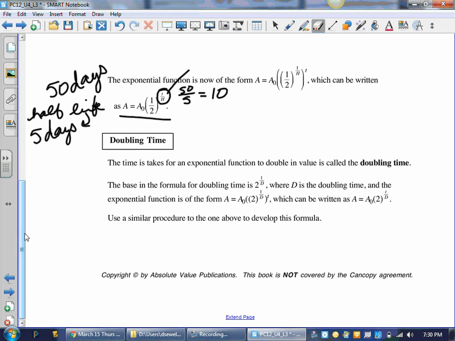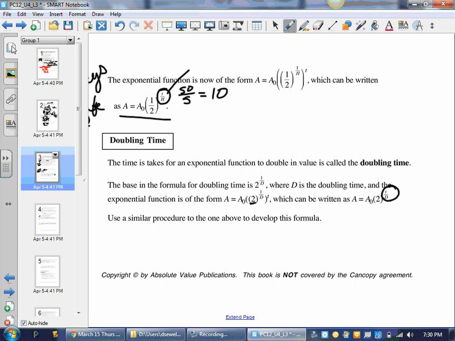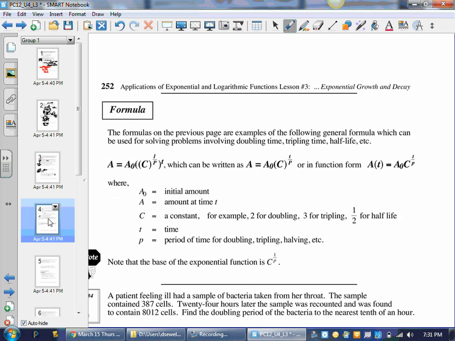Same thing for doubling. The only difference between the doubling formula is that there's twice as much as there was before. So maybe this is bacteria, and they're doubling every 10 hours. And so you have to figure out what this is going to be. And again, it's the time you're given over the time it takes to double. Okay, so we're going to show you how those work in a few examples. I think it'll make more sense.